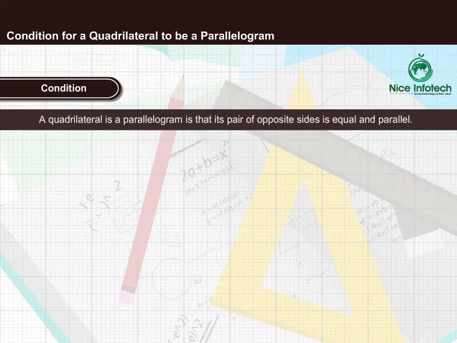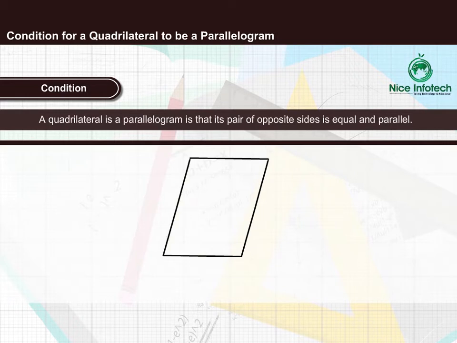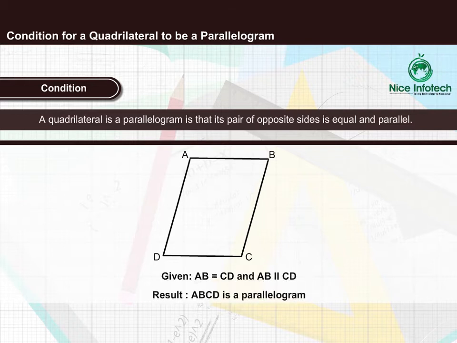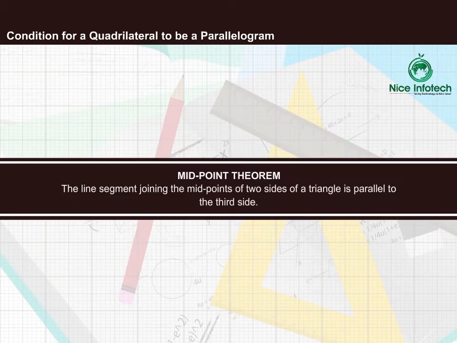The condition for a quadrilateral to be a parallelogram is that its pair of opposite sides is equal and parallel. ABCD is a given figure in which AB is equal to CD and AB parallel to CD. Then, according to the above theorem, we can draw the result that ABCD is a parallelogram. Now, let's understand midpoint theorem.